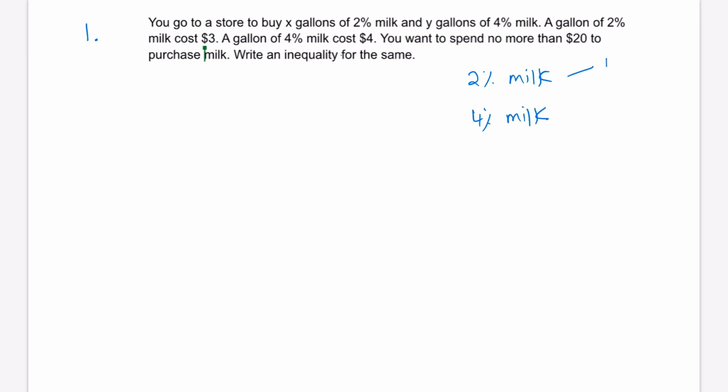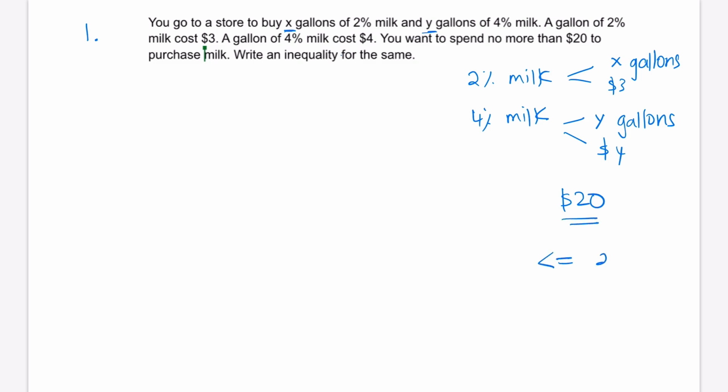Okay, so let's assume you buy m gallons of 2% milk and n gallons of 4% milk, and each gallon of 2% milk costs $3 and each gallon of 4% milk costs $4. You know what, let's change it slightly, because the question has it as x and y, not m and n. X gallons of 2% milk and y gallons of 4% milk. Any variables are possible, m and n, a and b, p and q, x and y, anything. But in this question you are purchasing x gallons of 2% milk and y gallons of 4% milk, a gallon of 2% milk costs $3 and a gallon of 4% milk costs $4, and you don't want to spend more than 20 bucks. That means you want to spend less than or equal to $20.